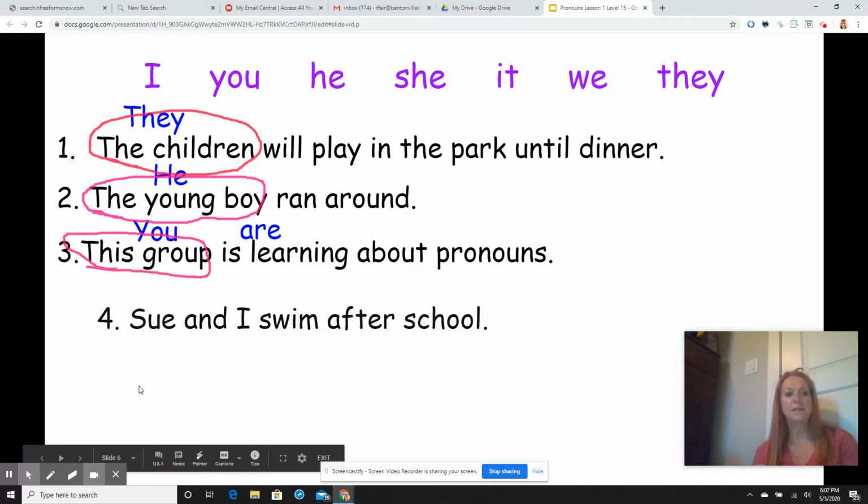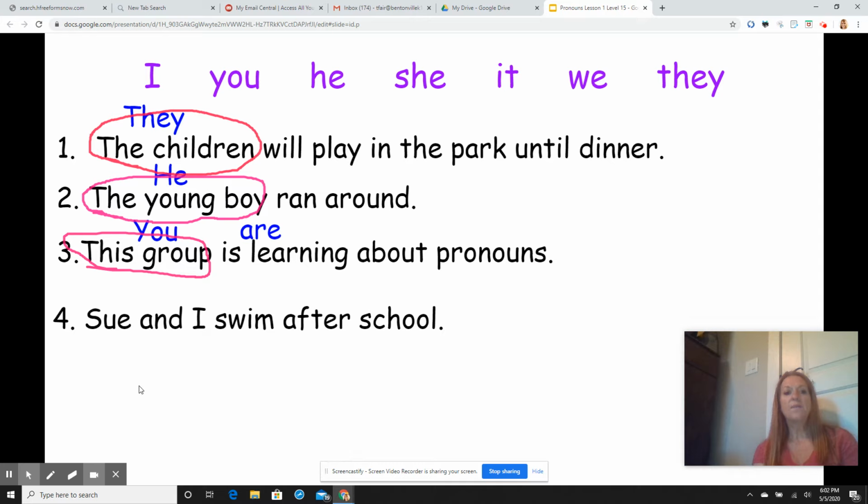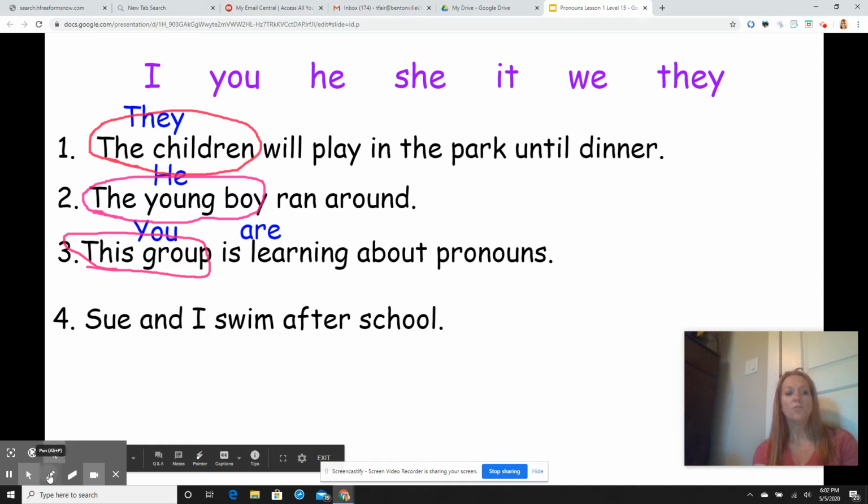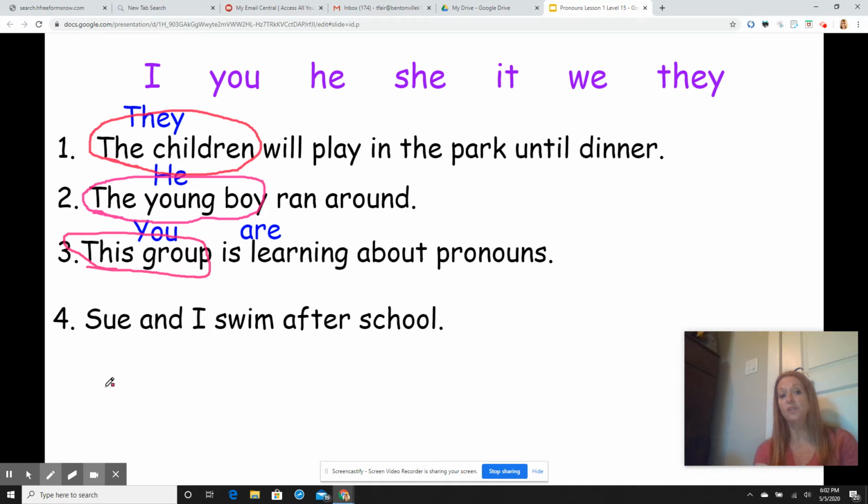Okay, let's look at the next sentence. Sue and I swam after school. Okay, so what can we use in place of the subject here? What's the subject? Sue and I. It's a compound subject. Sue and I swim after school. So what could we put in place of Sue and I? That's right. We swim after school. That's exactly right. That's the pronoun that can take the place of that.